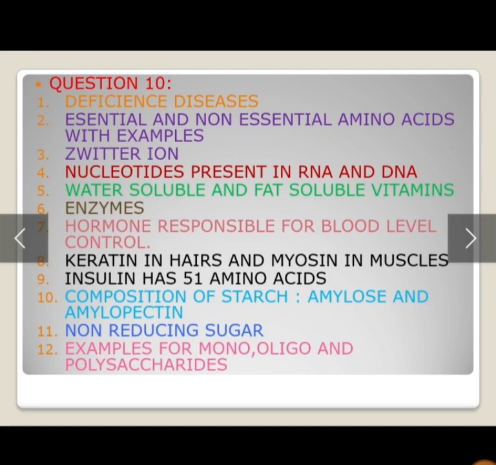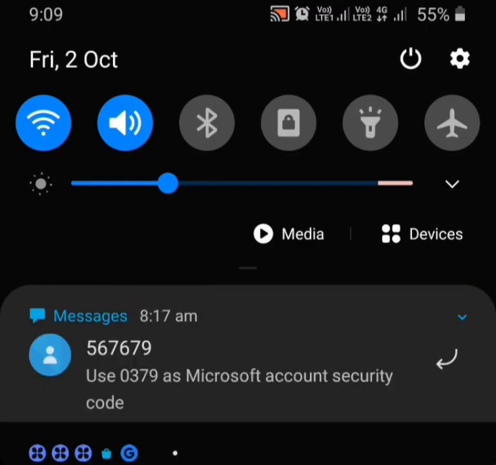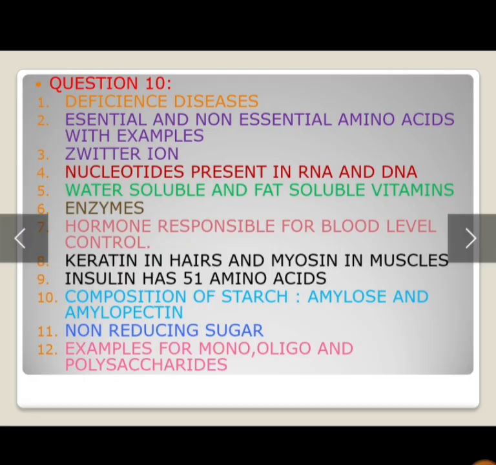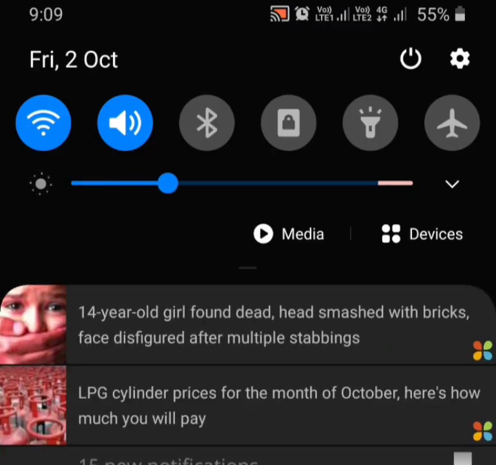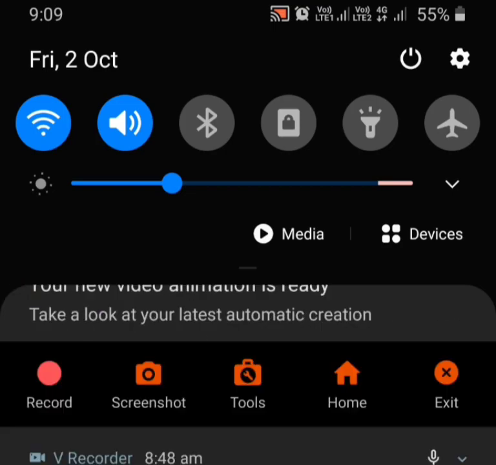And non-reducing sugars. Examples were mono, oligo and polysaccharides. Water soluble and fat soluble vitamins. If you are getting confused, just remember a shortcut for water soluble vitamins: BC, that means water soluble vitamins are vitamin B and C.